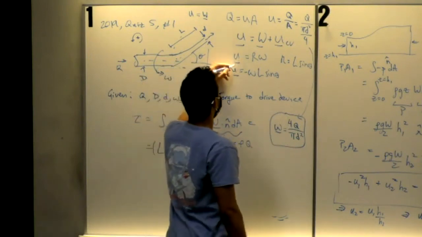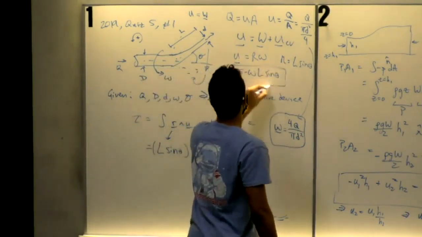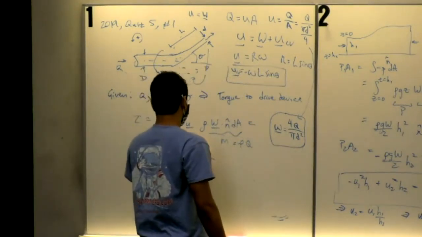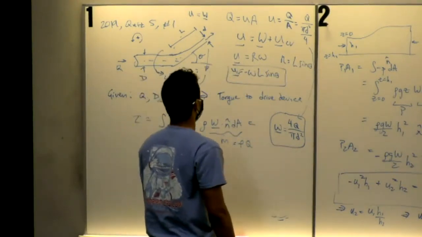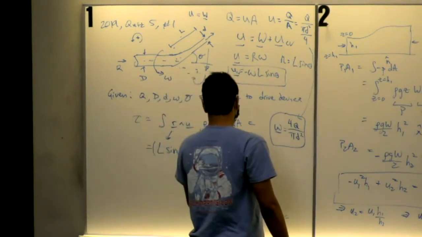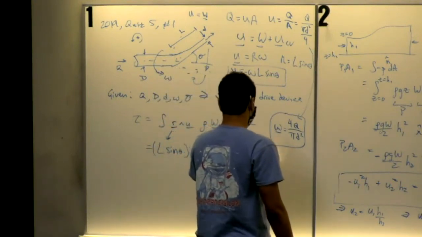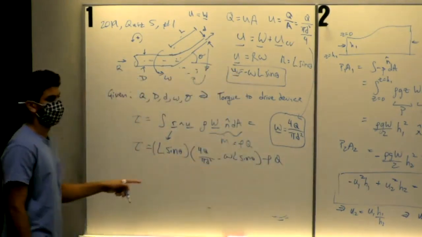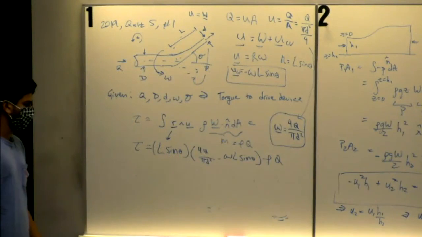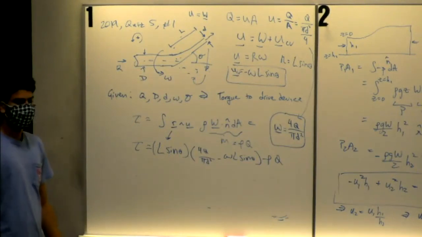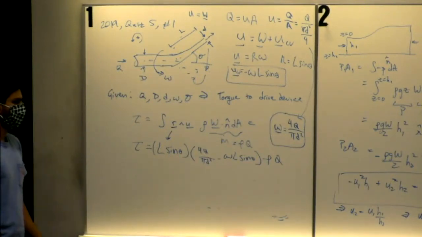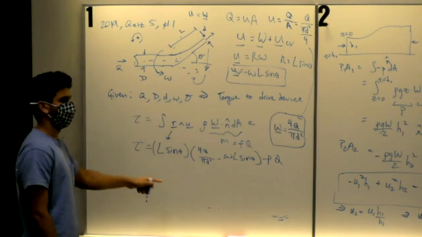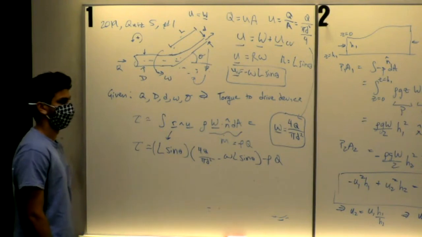This is UCV, and you know this, so you can say 4Q over pi d squared minus omega L sine theta, times rho Q, just M dot, would equal the torque. But this is different than how we did it. Yeah, this needs to be corrected, and I'll send it. Maybe it boils down to the same thing, but I have to check it. But would this be correct the way I did it or no?